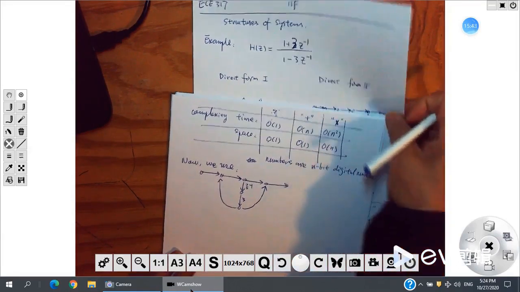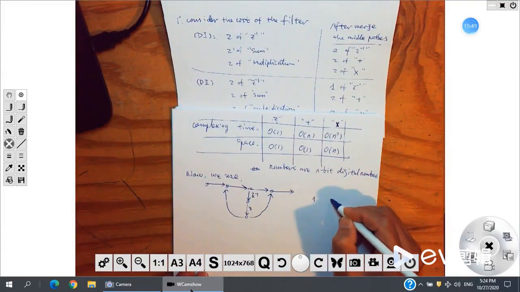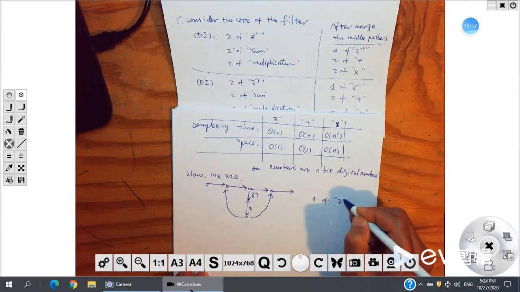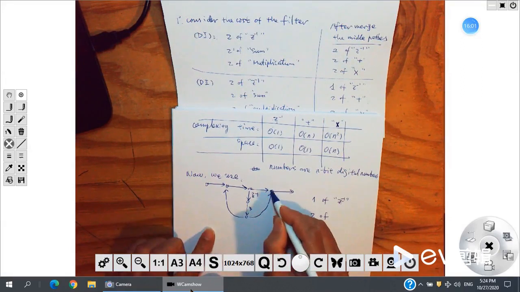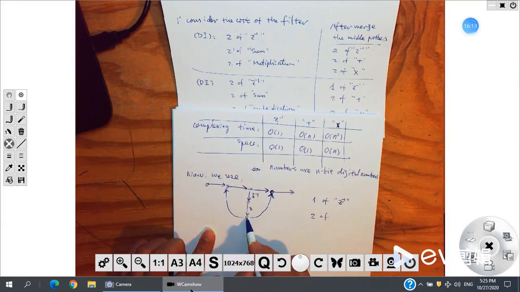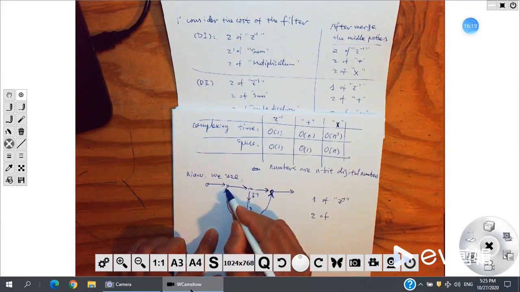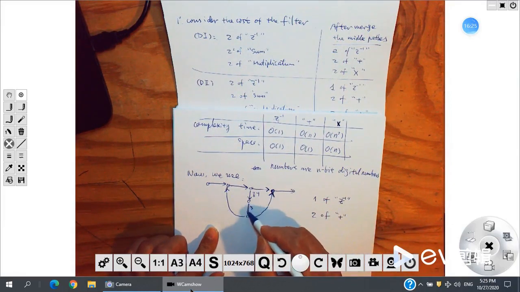How many operations do we have? How many delays? We have 1 delay, and 2 summations. This is a summation because 2 or more signals go into it. Here is also a summation, 2 signals go into it. This is not a summation, just 1 goes in, then separates to left and right. So I have 2 summations, and then one multiplication, just here, times 3.